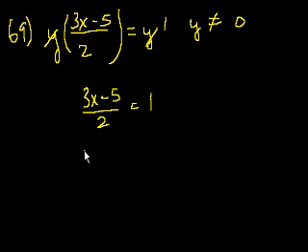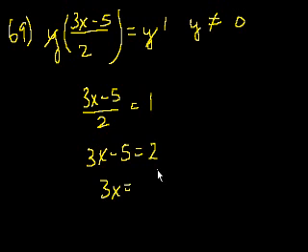Multiply both sides by 2. You get 3x minus 5 is equal to 2. Add 5 to both sides. 3x is equal to 7. And you get x is equal to 7 over 3, which is choice C.